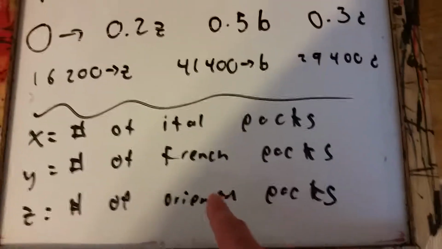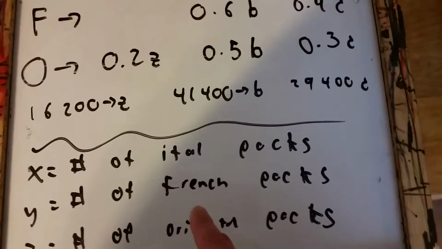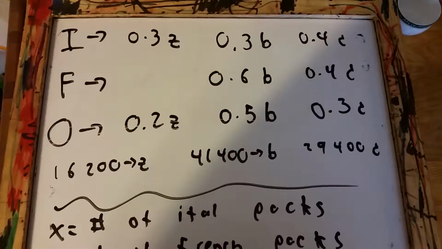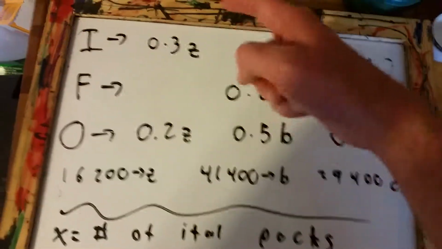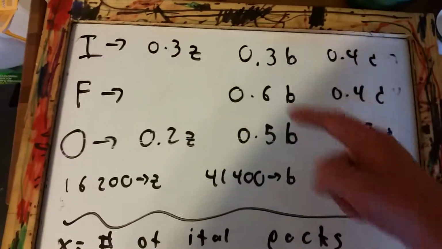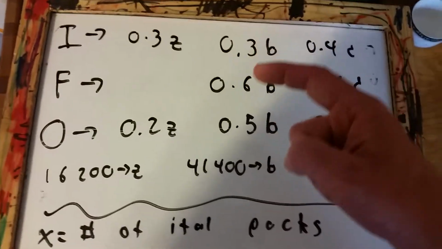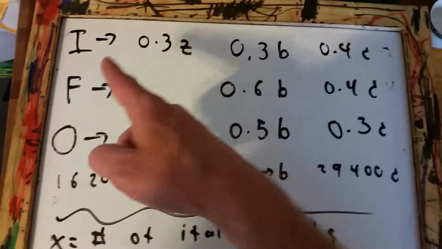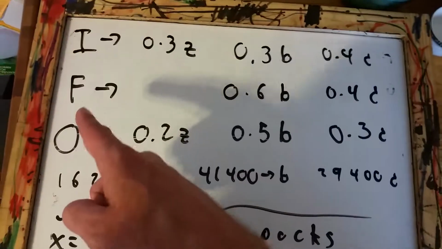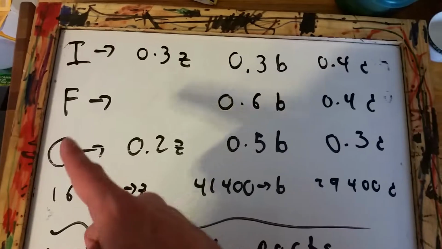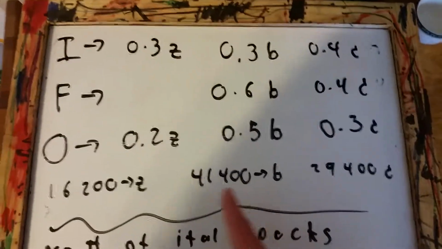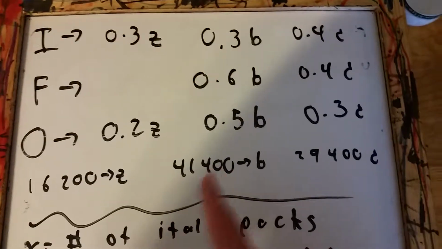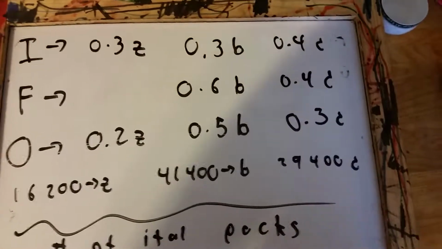It's just variables. Okay, so now that I've got this, I can set up a system of equations, right? Here's equation 1, here's equation 2, here's equation 3. This plus this plus this equals this, right? 0.3 times the number of Italian, 0.6 times the number of French, 0.5 times the number of Oriental is going to give me my total weight, right? Kilograms, kilograms, kilograms, kilograms. Okay, let me write down my system of equations and I'll get back to you.